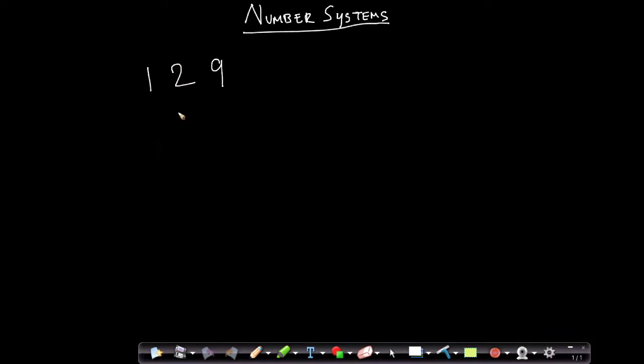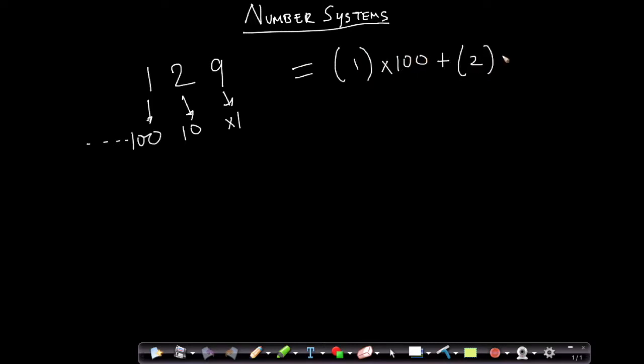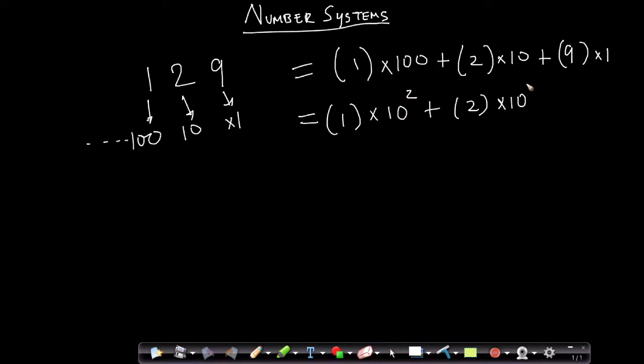One thing to notice over here is at every position in this number, we assign weights. That is, we multiply this number by 1, this by 10, this by 100, and so on. That is, you could write 129 as 1 times 100 plus 2 times 10 plus 9 times 1. That is 1 times 10 raised to 2 plus 2 times 10 raised to 1 plus 9 times 10 raised to 0.